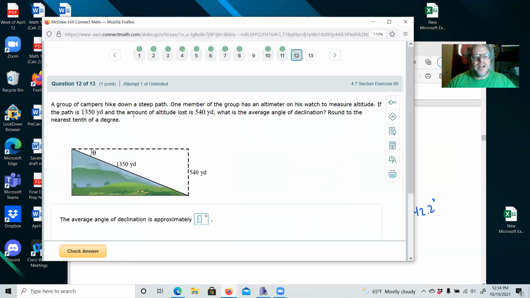Okay, a group of hikers, a group of campers, hike down a steep path. One member of the hike has an altimeter, so you can tell it to measure the altitude. If the path, so it's the diagonal, the path is 1,350 yards, but the altitude lost was 540 yards, what is the average angle of declination?